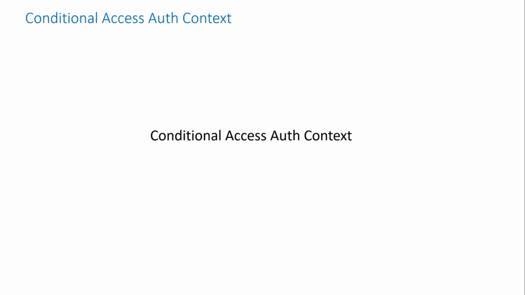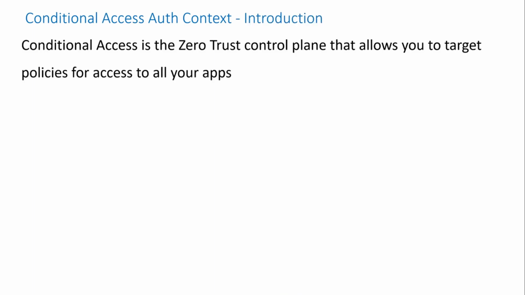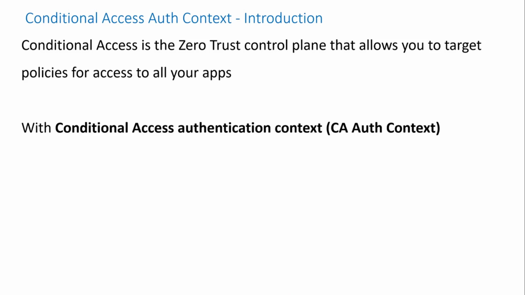Having said that, let's cover the Conditional Access Auth Context in more detail. As Caleb had very nicely explained, conditional access is the control plane that allows you to target policies for access to all your applications. And the auth context, or CA auth context as we refer to it, essentially allows you to apply policies within your application. And by that I mean different policies within your applications.